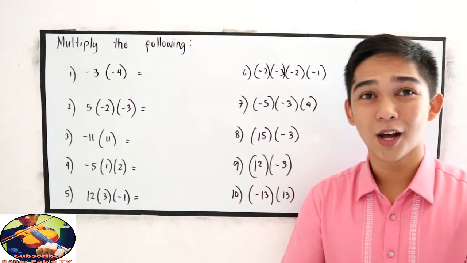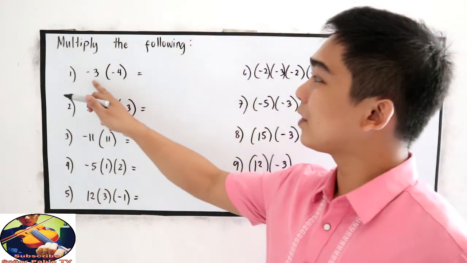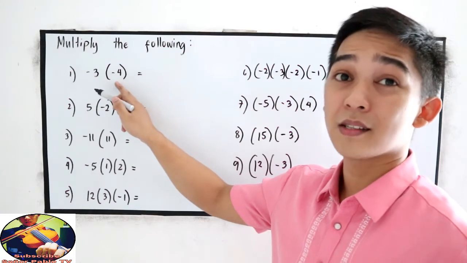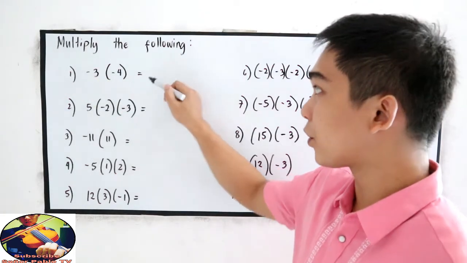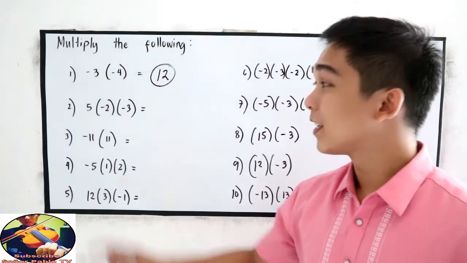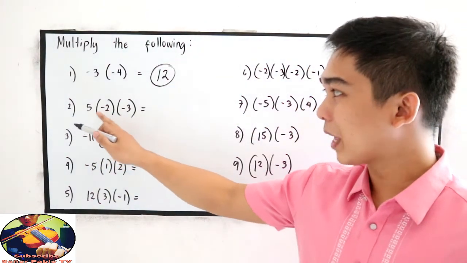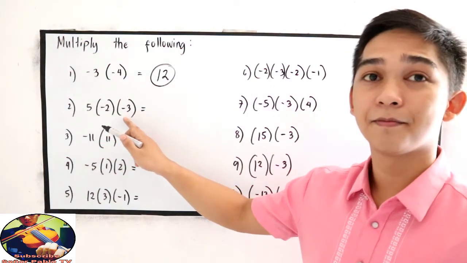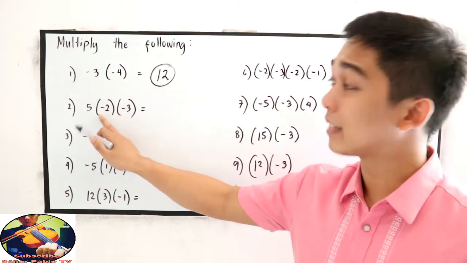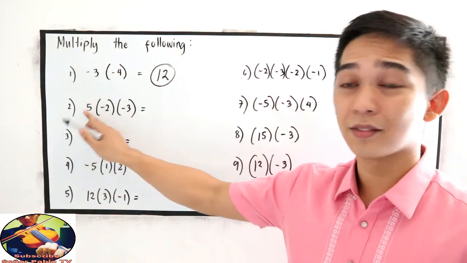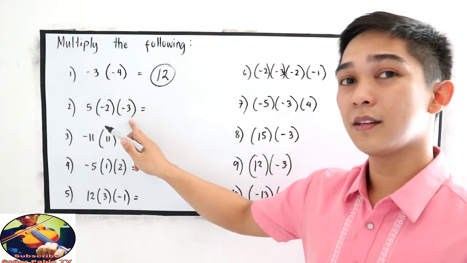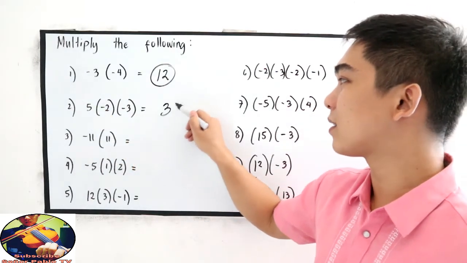Let's answer number 1. Negative 3 times negative 4. Negative times negative, so the sign is positive. 3 times 4, positive 12. Number 2. 5 times negative 2 times negative 3. Negative times negative, positive times positive, so the sign is positive. 5 times 2, that is 10, times 3, 30. So positive 30.